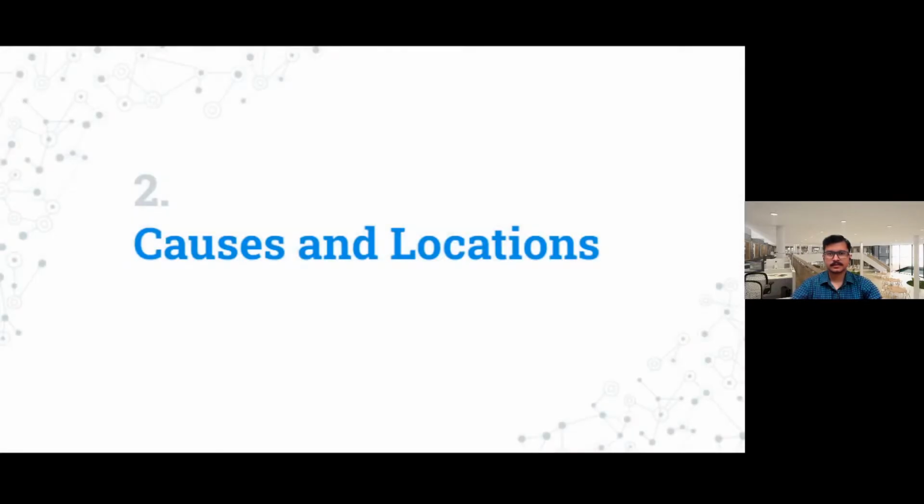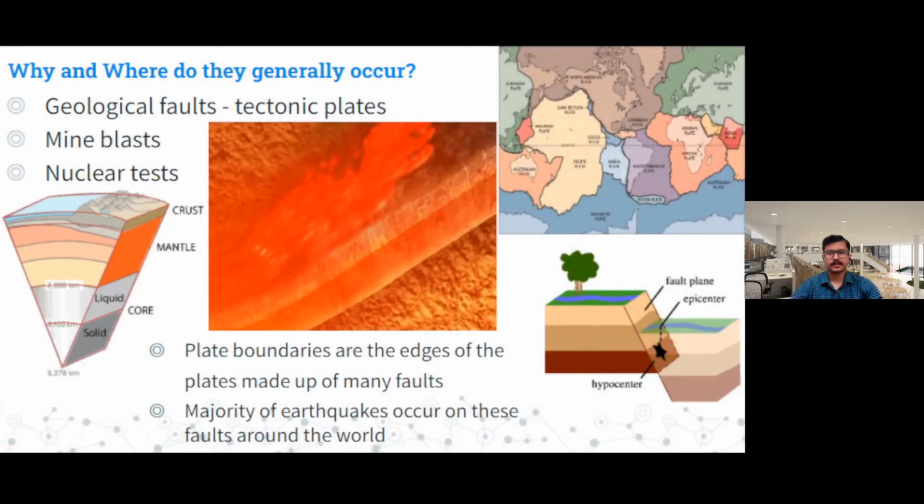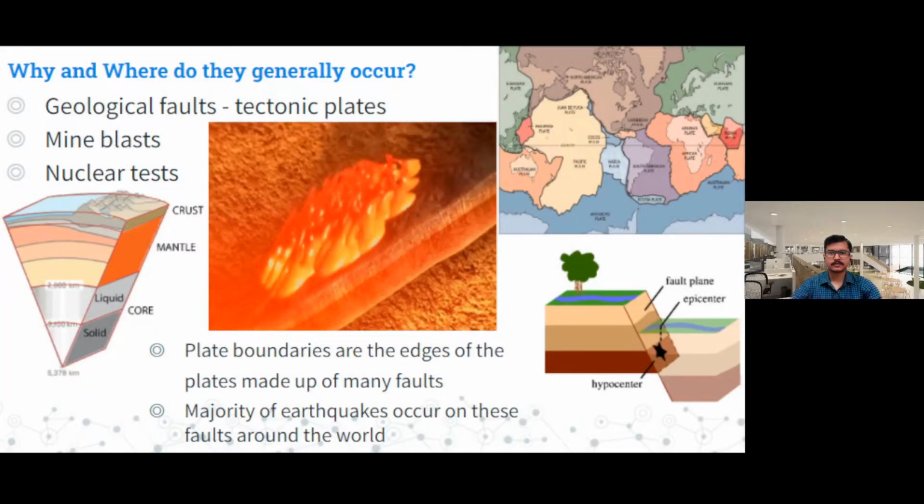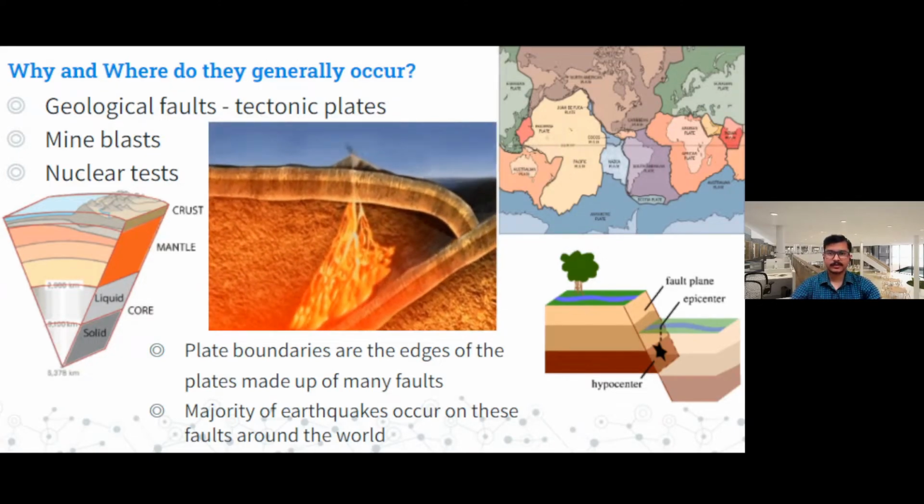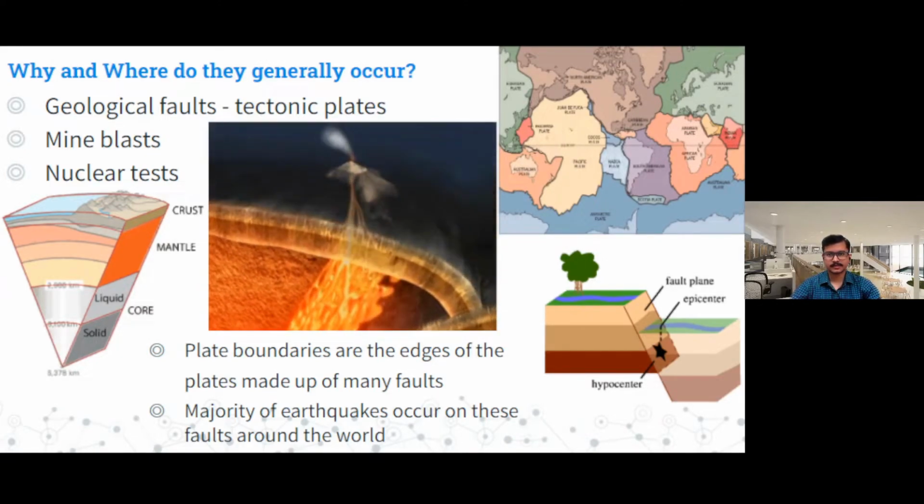Next, let's see the causes and the possible general locations where earthquakes occur. The location beneath the Earth's surface where the earthquake begins is known as the hypocenter, and the location directly above it on the Earth's surface is known as the epicenter.